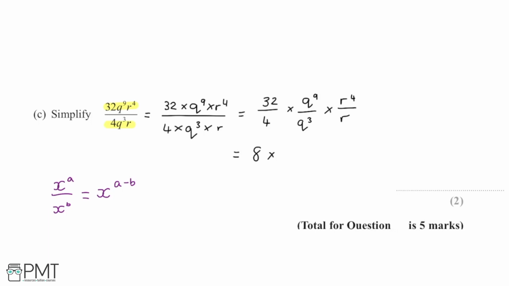So here, working with the q's again, I can take q to the power of 9 minus 3 here. And then I need to multiply that by r to the power of, by the same principle, 4 minus 1. So we now have 8 multiplied by q to the power of 6 multiplied by r cubed. And because we're multiplying these together, we can just write them out next to each other. So the final answer here is 8q to the 6 r cubed.